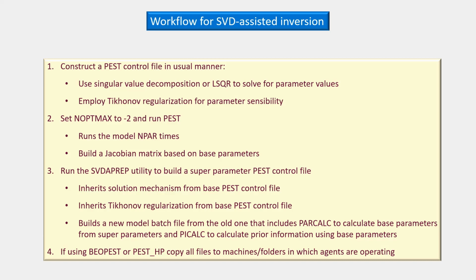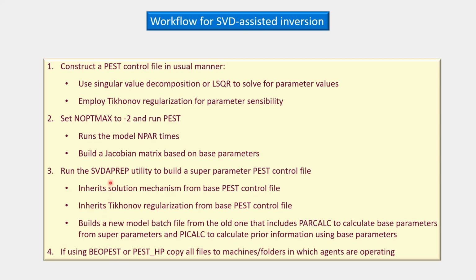We'll talk shortly about easy ways to add Tikhonov regularization to a PEST control file. Once we've done that, we set the noptmax variable in the control data section of the PEST control file to -2. This is a termination criterion, the number of iterations that we should undertake. By setting noptmax to -2, we are telling PEST, don't solve the inverse problem, just run the model as many times as there are adjustable parameters, calculate and store a Jacobian matrix, then stop.